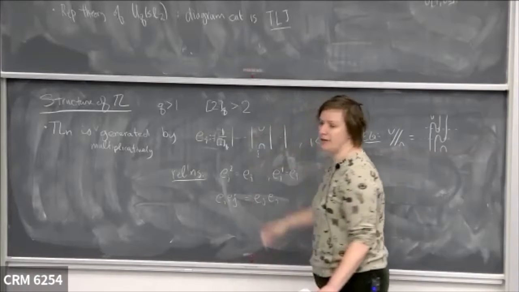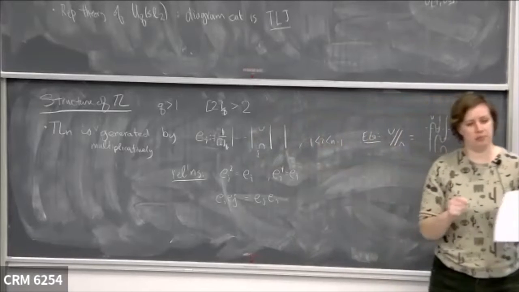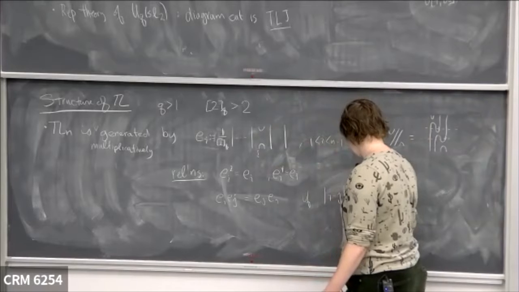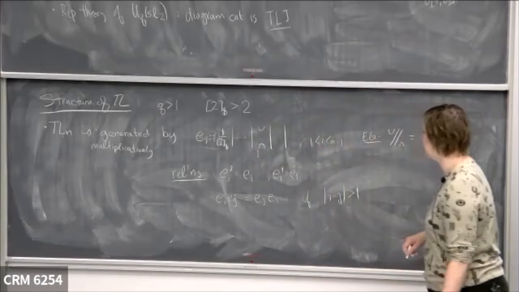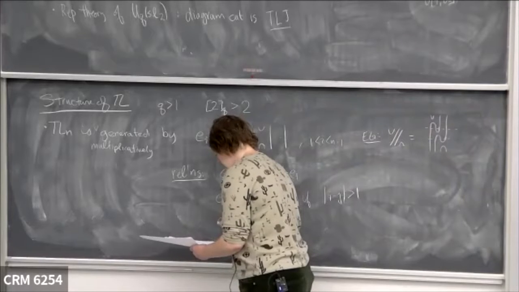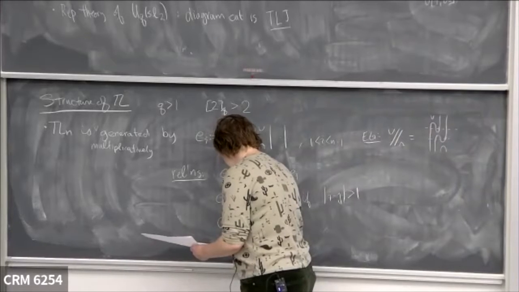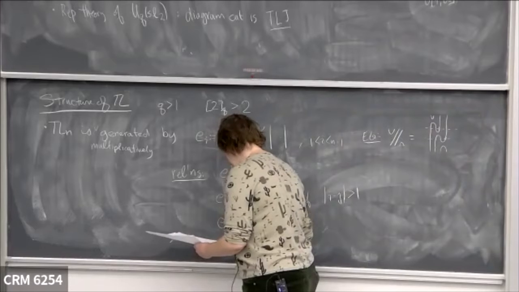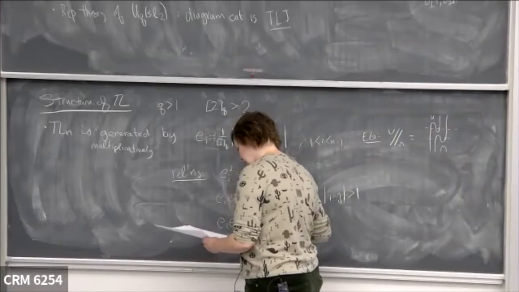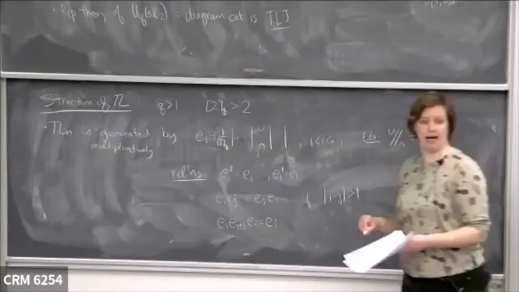Read off your diagram, it doesn't matter which cup-cap location you put in first, as long as the strings that they're on don't interact. As long as |i − j| is greater than 1, they commute. And let's get this one right. If I have E_i times E_{i±1} times E_i again, I get my original E_i back.